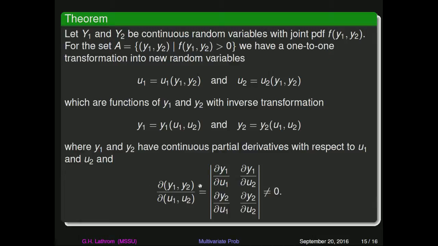And so the Jacobian is calculated from the partial of Y sub 1 with respect to U sub 1, Y sub 1 with respect to U sub 2, Y sub 2 with respect to U sub 1, and Y sub 2 with respect to U sub 2. For the Jacobian, I'm calculating the determinant of this, so it's the product of these two minus the product of those two. Again, go back and take a look at your Calc 3 textbook.